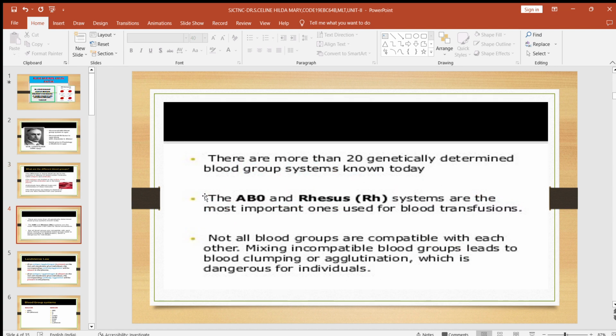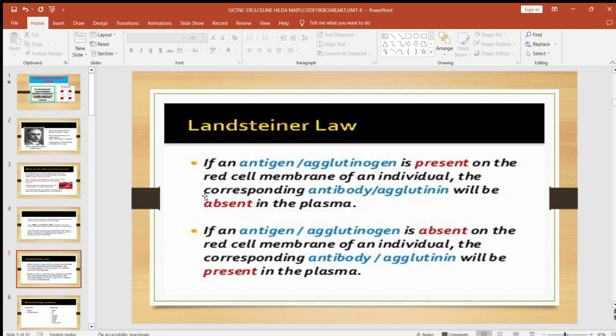There are more than 20 genetically determined blood group systems known today. The ABO and Rhesus, that is the Rh system, are the most important ones used for blood transfusions. Not all blood groups are compatible with each other. Mixing incompatible blood groups leads to blood clumping or agglutination, which is dangerous for individuals.